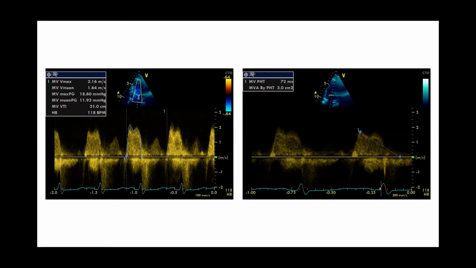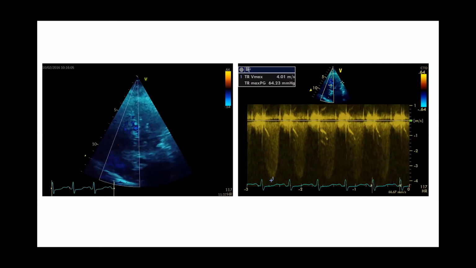Sorry, Vishal? What's the heart rate? 118. Oh, the patient is tachycardic. Okay, so that could be the reason. And the other things you mentioned, because I don't have aortic regurg for this patient. I couldn't appreciate it on the parasternal long axis.